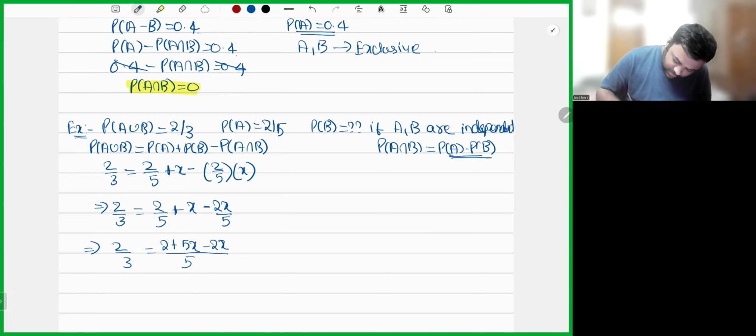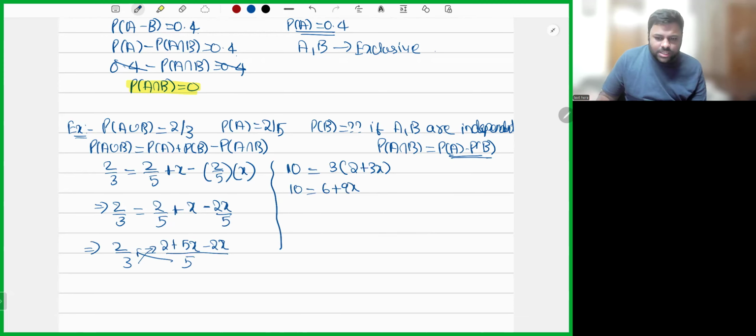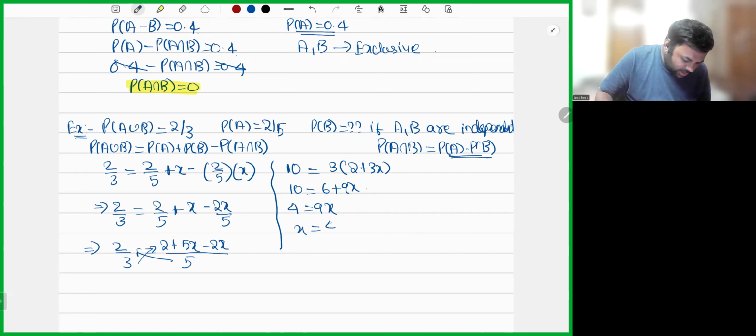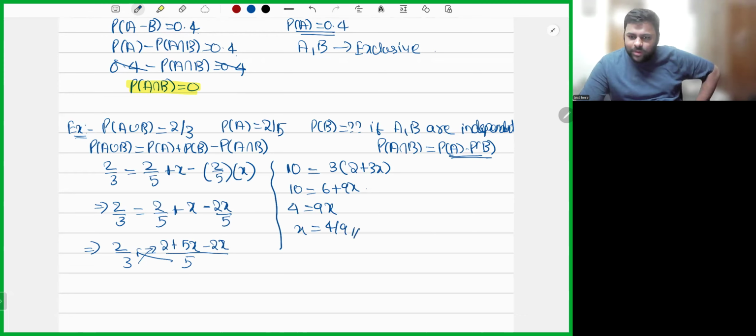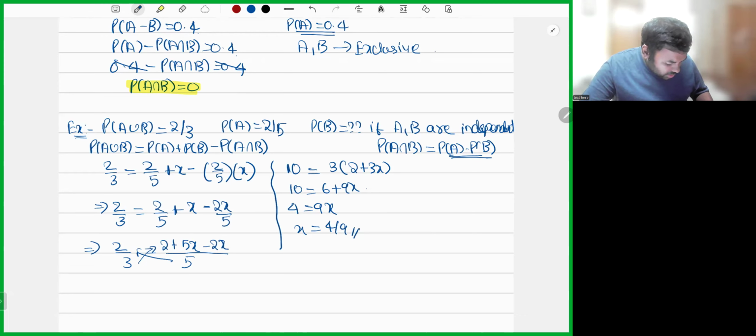Let's do cross multiplication now. 5 into 2 is 10, is equal to 3 into 2 plus 3x. 10 is equal to 6 plus 9x. Take 6 to the left side. 10 minus 6, 4 is equal to 9x. So x is equal to 4 by 9. Okay. That is our P of B is equal to 4 by 9. So I hope all these points are simple, my dear friends. There's nothing much complication in this. So simple questions you will find in the examination in the same way. 1 or 2 questions might be complicated, but they will be simple itself.